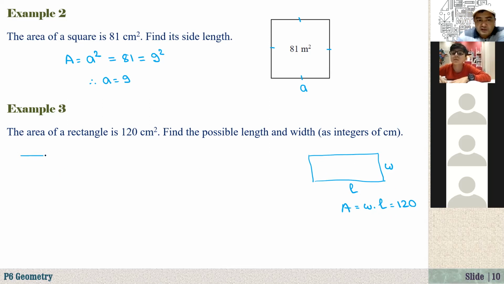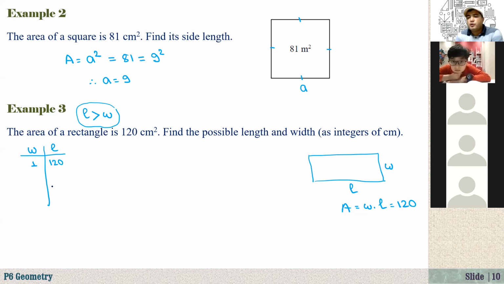Let's say now if I just make a table here, right? And suppose that this is width and this is length. And I should just find two numbers, two integers or whole numbers whose product is 120. And also here you should keep in mind that this length should be greater than width, right? Because in rectangle, length is greater than width. So if width is 1, for example, centimeters, length should be 120 because 1 times 120 is equal to 120.